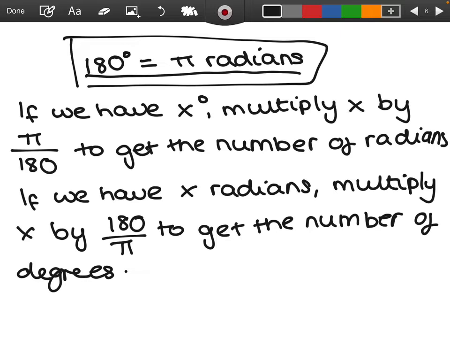Same thing when we try and convert between radians and degrees. If I have x radians, well, I know that 1 radian must be 180 over pi degrees. So if I multiply however many radians I have by 180 over pi, that will get me the number in degrees.